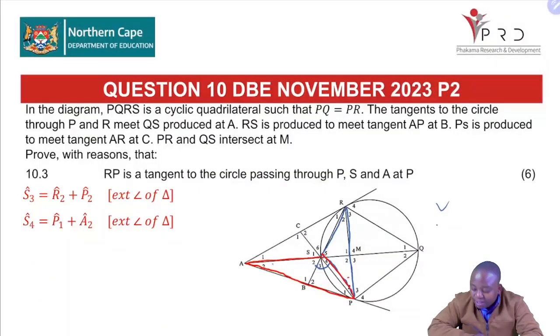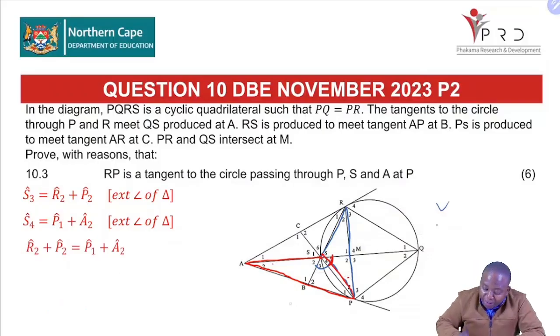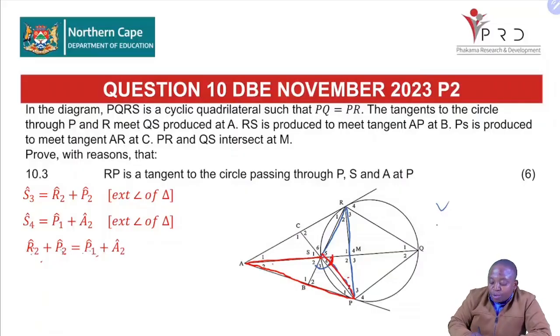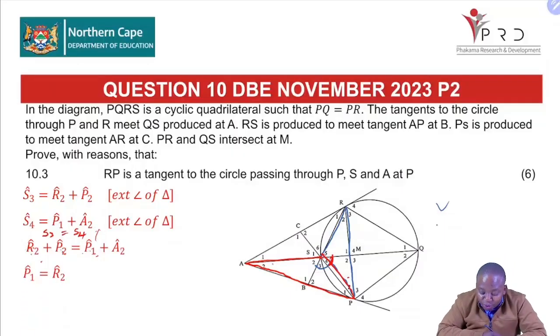Remember, I want to prove that these are tan chord, right? So we're going to work with that. So we have two exterior angles of a triangle. We can now equate them together and say R2 plus P2 is equal to P1 plus A2. This is S3, it's equal to S4. Remember, this was proven above. Because the two are equal, now let us solve the equation. Therefore, we can now see that our P1 is equal to R2 in this case.